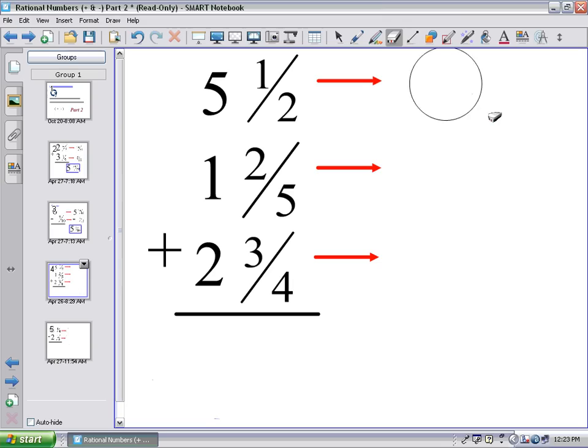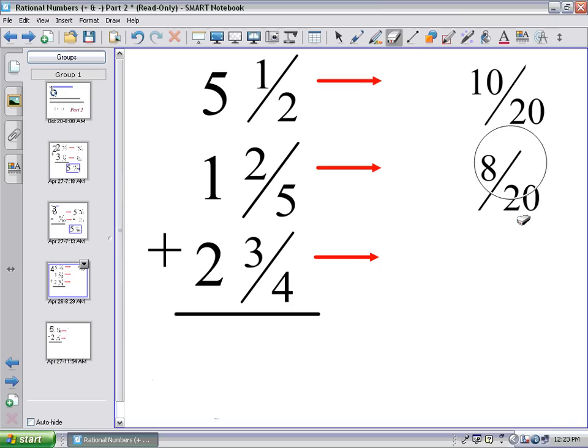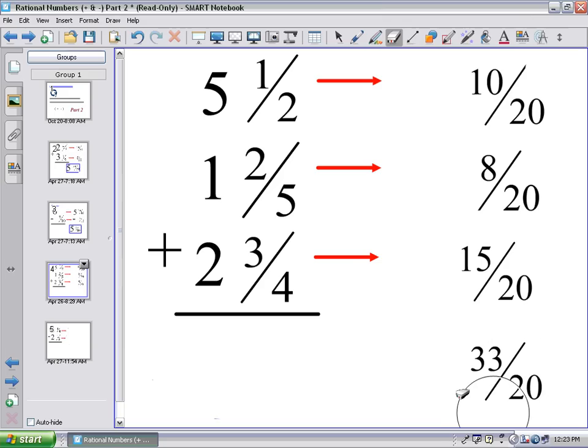So now 1/2 becomes 10 over 20 because 20 was my least common multiple. And then you have 8 over 20. And last but not least over here, you have 15 over 20. And then what I got to end up doing next is I take my fraction part and I add those together. 10 over 20 plus 8 over 20 plus 15 over 20 comes out to be 33 over 20.